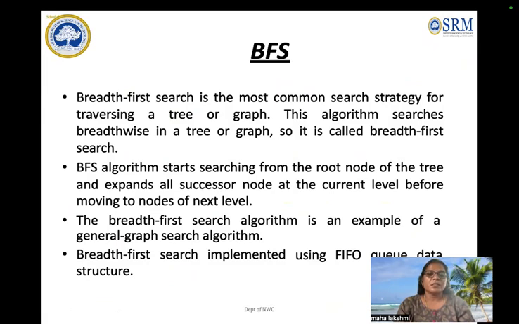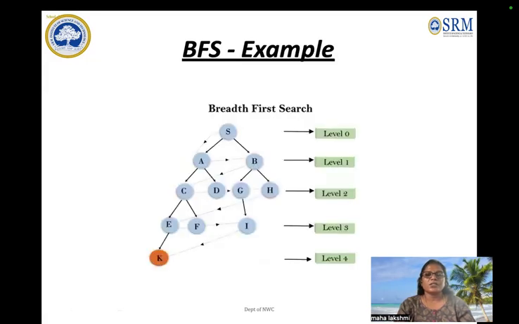The breadth first search algorithm starts searching from the root node of the tree and expands all successor nodes at the current level before moving to nodes of the next level. It is an example of a general graph search algorithm, implemented using a FIFO queue data structure. If you consider breadth first search with respect to all levels, in this tree, how many levels are there? Level 0, level 1, level 2, level 3 and level 4.